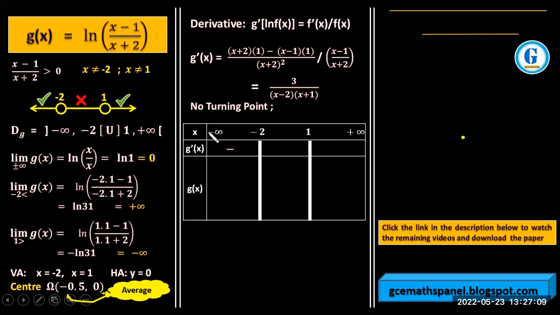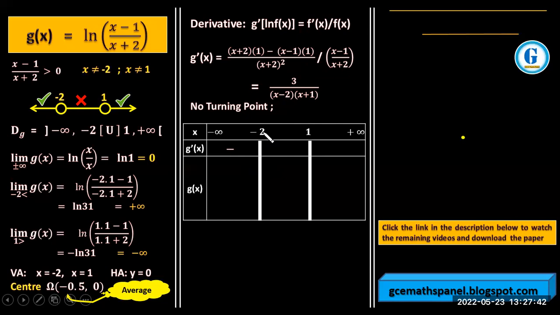Now we take any number between negative infinity and negative 2, and take negative 3 and test in the gradient function, or the derivative. If you take negative 3 here, the numerator is already positive. Now let's look at the denominator. Negative 3 minus 2 is negative 5, into negative 3 plus 1, which is negative 2, so the product is positive, right? Negative times positive is negative, and positive divided by negative is negative. Therefore, we see here that the function is decreasing in this interval.